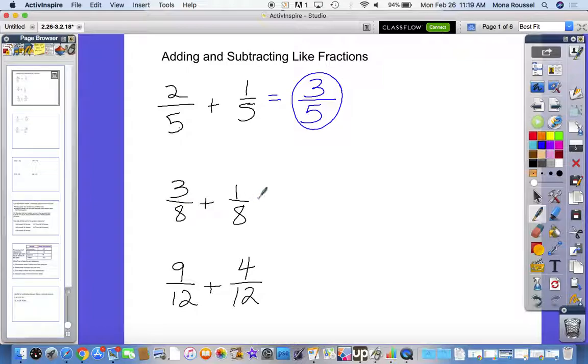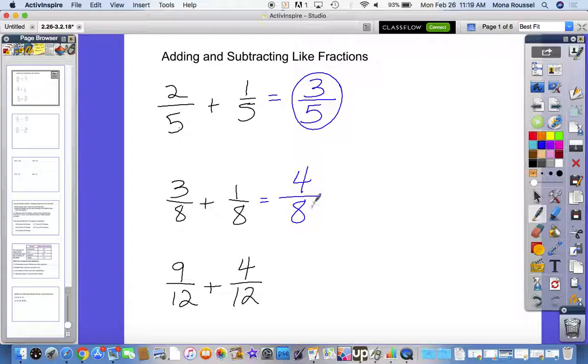When adding 3/8 plus 1/8, remember, we add the numerators. 3 plus 1 is 4. The denominator, 8, stays the same. Then we have to see if this fraction is improper. Remember, improper means the fraction's top-heavy. If the numerator is the same or greater than the denominator, then the fraction's improper. But in this case, this fraction's proper, so we don't have to do the division to make a mixed number.